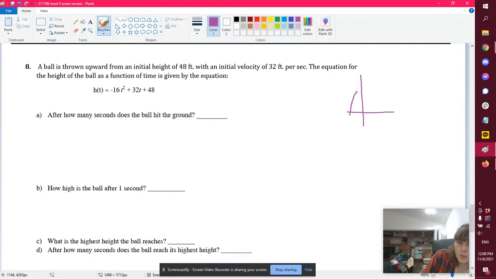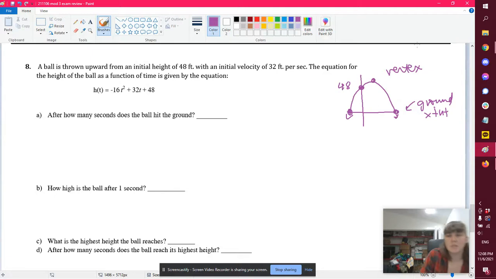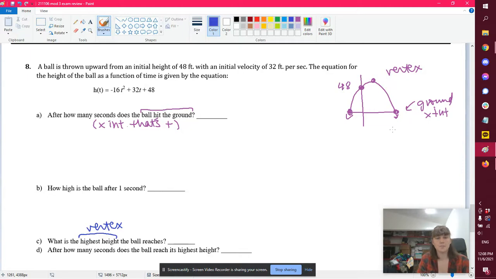let's graph this. If we graphed it, it kind of looks like this, where this is 48. This is the vertex, right? And this is where it hits the ground, which happens to be its x-intercept, right? It's the positive x-intercept. So when we ask about when it hits the ground, we're secretly asking for its x-intercept that's positive, right? Ball hit the ground. We're asking for the highest height, right? We're secretly talking about the vertex of this function.